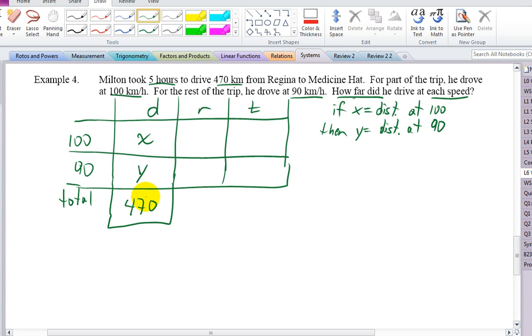No, 470. So this is something different now. We know the total, okay? Now what about time? Well, it doesn't say anything. What about rate? What was the rate that he drove at? Yeah, 100 kilometers per hour.